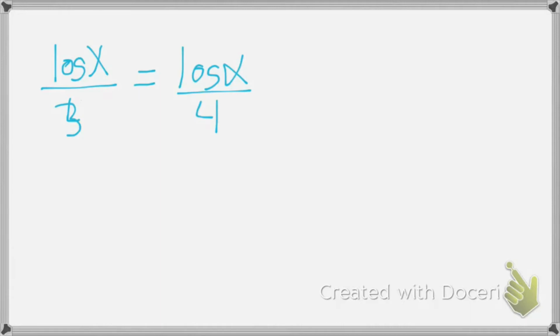And what you can see here is that it becomes much simpler from here. Anything divided by 3, for example, is like saying it's being multiplied by 1/3. So this can be rewritten as 1/3 times log base 10 of x equals 1/4 of log base 10 of x.